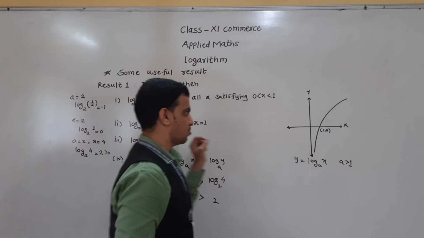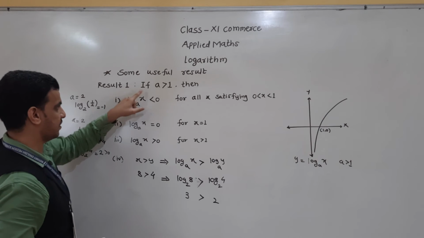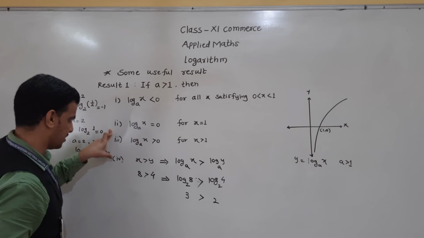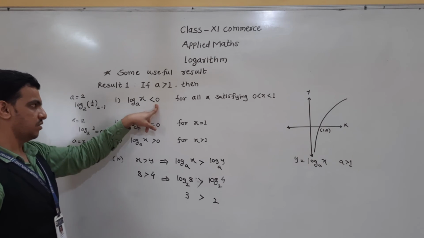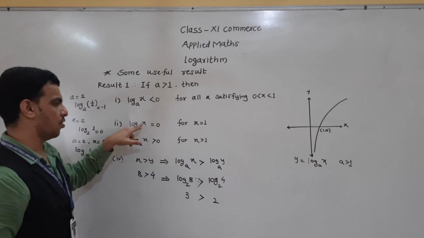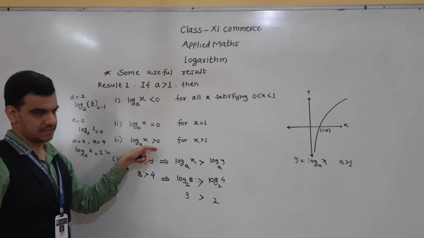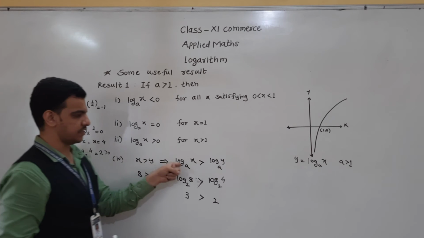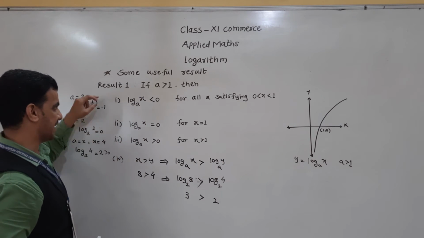Okay, so understand these 4 results. If a is greater than 1, then we can use these 4 results: log x to the base a is less than 0 for all x in between 0 and 1, log x is equal to 0 for x equal to 1, log x is greater than 0 for x greater than 1, and if x is greater than y, then log x is greater than log y. Okay.